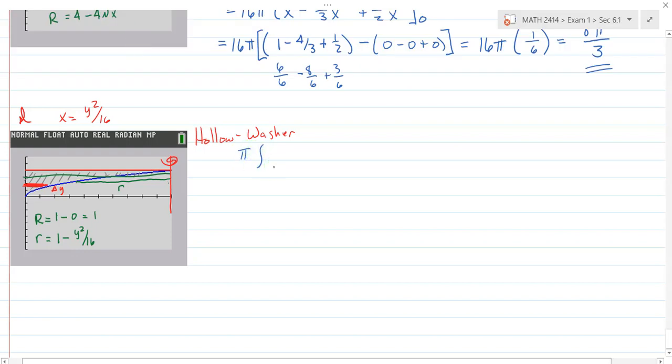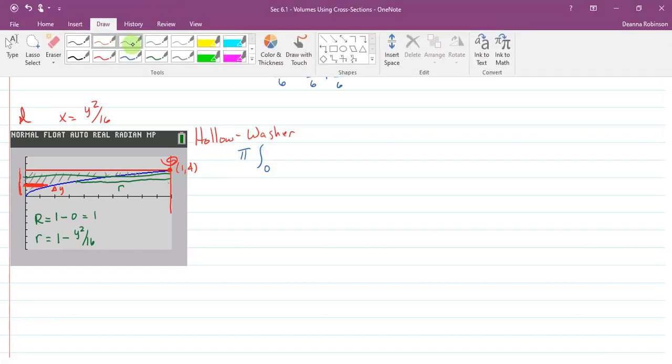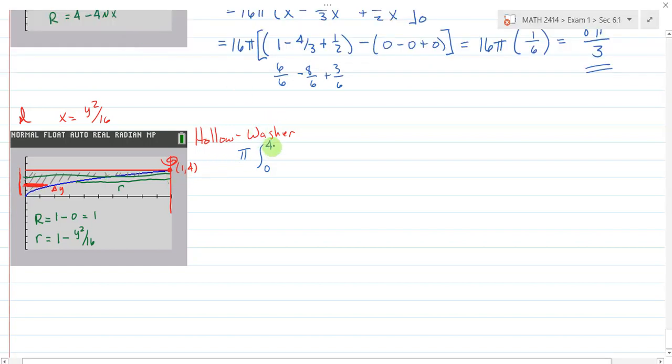What are going to be the bounds on my integral? 0 to 4. Remember, this point right here is at the point (1, 4). We look at our y values here to get our bounds on our integral. So it's going to go from 0 to 4 of pi times our outer radius squared minus the inner radius squared. So that's 1 minus y squared over 16 squared dy.